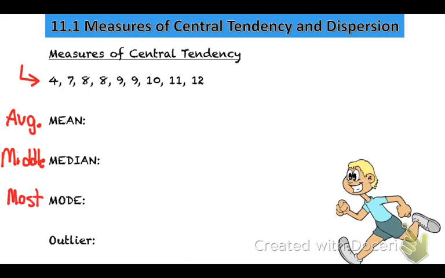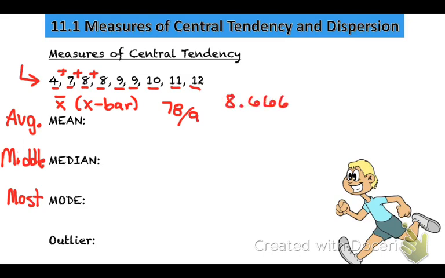There's a symbol for mean. It's an X with a line over it, and it's called X bar. All right, so if we add up all of these values, 4 plus 7 plus 8 plus 8, we add them all up, we get 78. And then we divide that by the number of values given. So there's 1, 2, 3, 4, 5, 6, 7, 8, 9. And that comes out to 8.6666 repeating, and we'll call that approximately equal to 8.7.